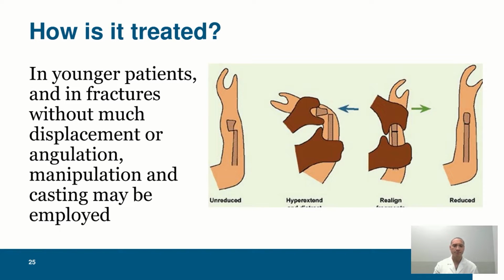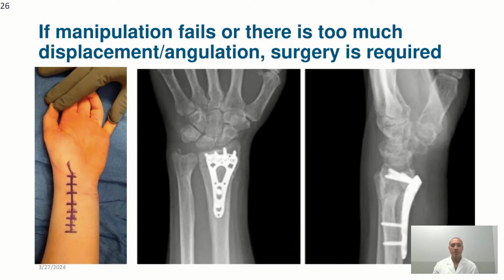Next slide, please. In fractures in which the manipulation has failed, or in fractures in which there's too much angulation, you would then perform surgery. This slide demonstrates where the typical incision would be for fixation of a distal radius fracture. And then these X-rays demonstrate a plate and screw fixation construct placed to hold the bone in the appropriate anatomic position such that it can heal appropriately.